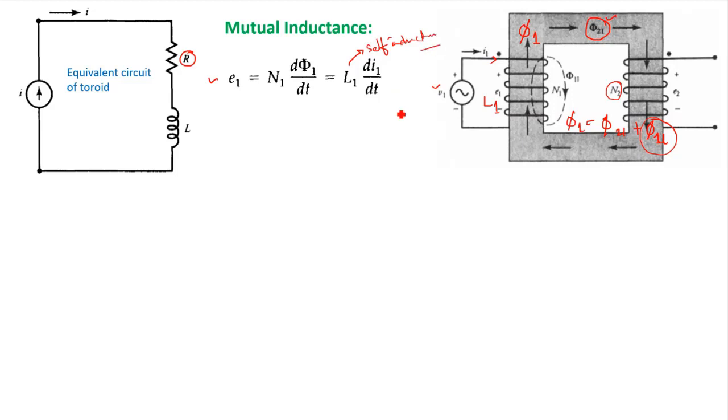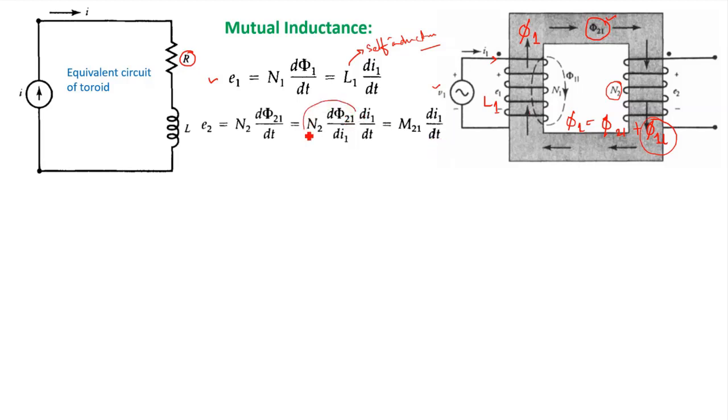Now if I find the voltage induced at coil 2, I can write it as E2 equal to N2 d phi 21 by dt, that is the portion of the flux produced by coil 1 which is linking to coil 2, that is phi 21. N2 is the number of turns in coil 2. With a little adjustment I can write N2 d phi 21 by di1 into di1 by dt. So I can write this as M21 di1 by dt.